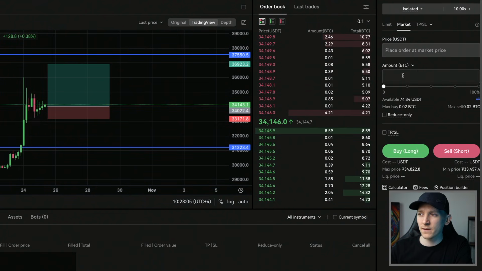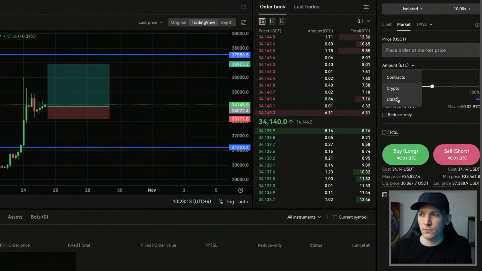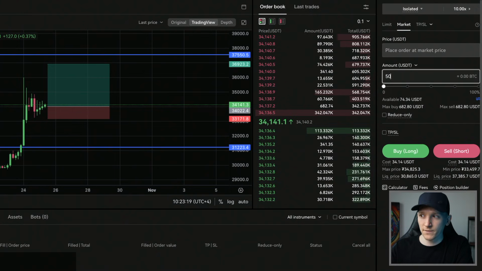Amount in BTC. We know that we can just slide this up to how much we can trade. It doesn't really matter too much, right? So what I'm going to do is actually change this to US dollar stable. So this gives you a dollar amount, right? So instead of trading a unit of Bitcoin, we'll just trade like a $50 trade or something like that. So the amount available here and the max that I can trade with.